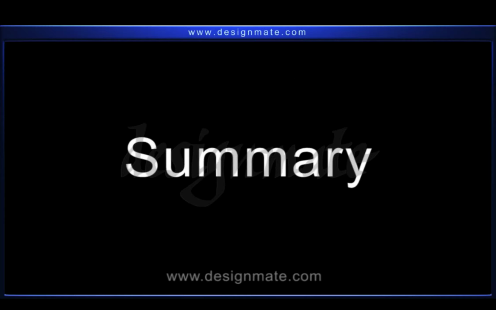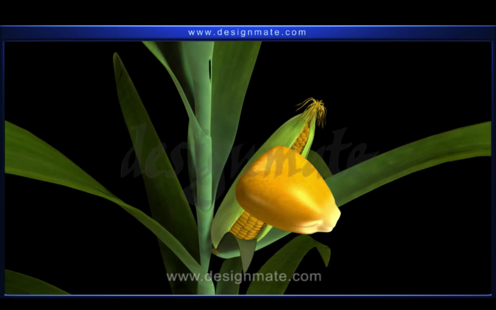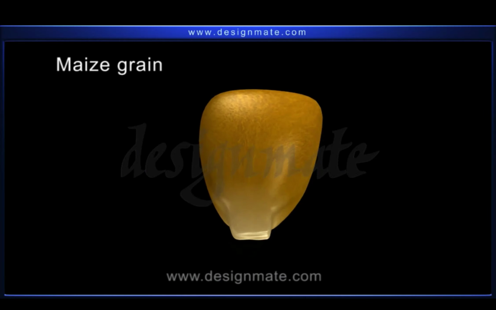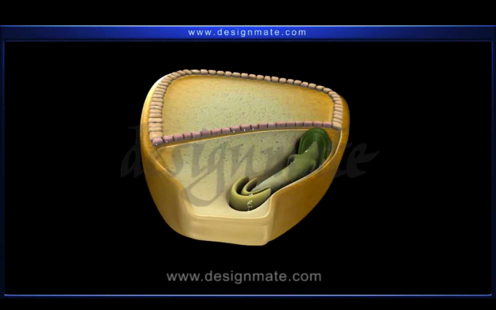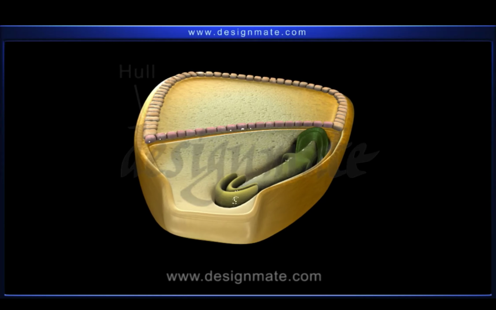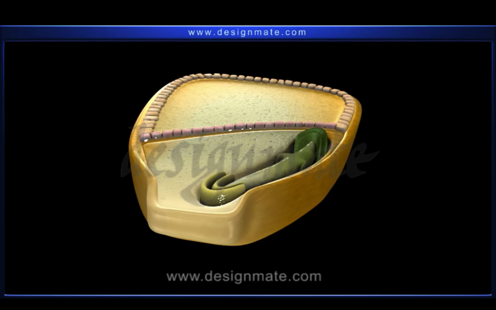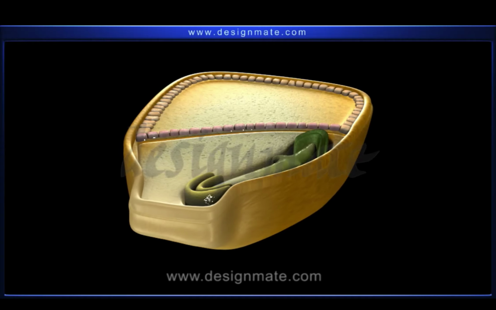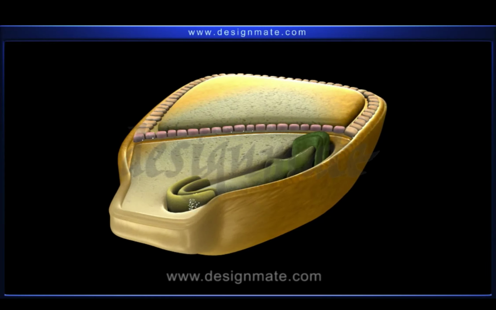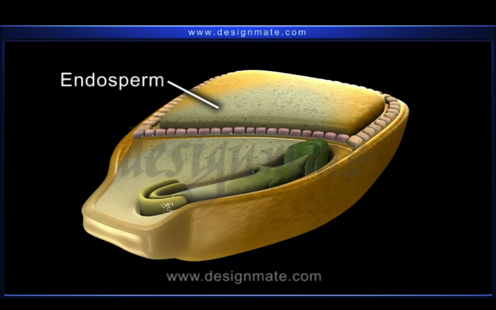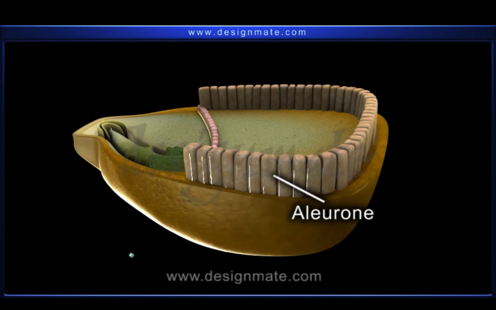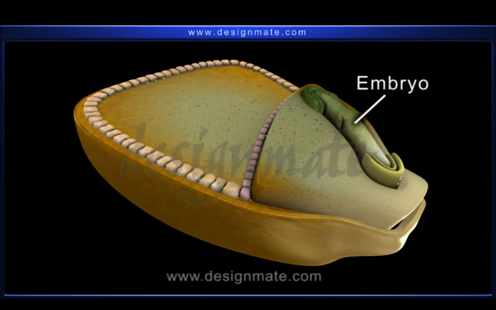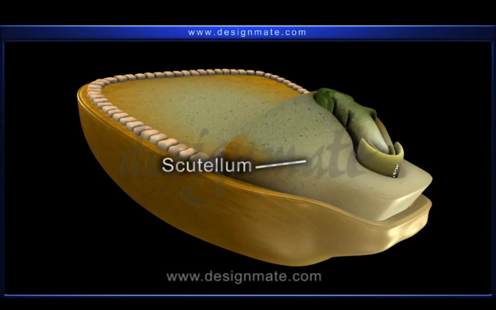Summary. A cross-section of a maize seed shows the maize grain is a monocot seed. The outermost coat, called hull, encloses the entire grain and is formed of fruit coat and seed coat. The endosperm is starch-laden and is surrounded by aleurone layer. The embryo is enclosed within a scutellum.